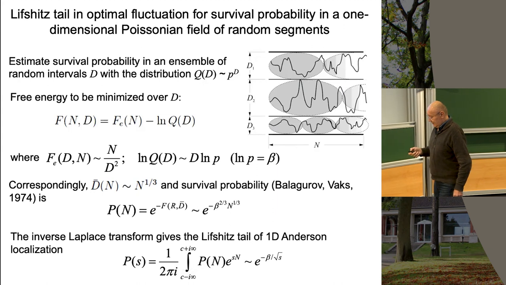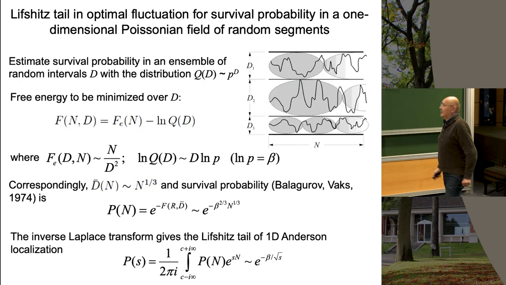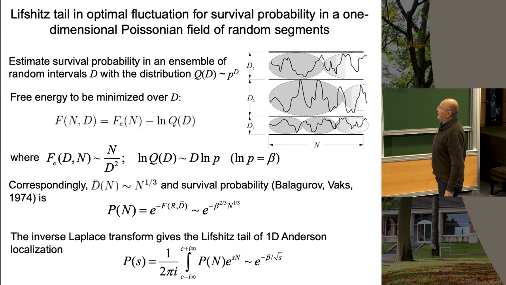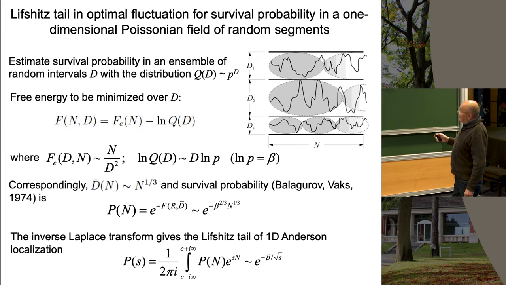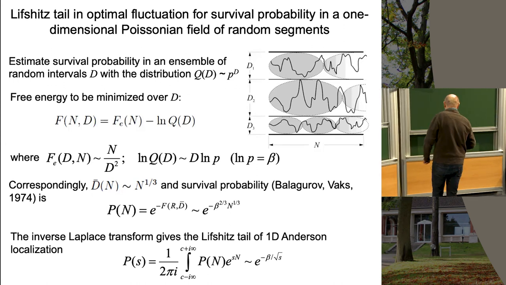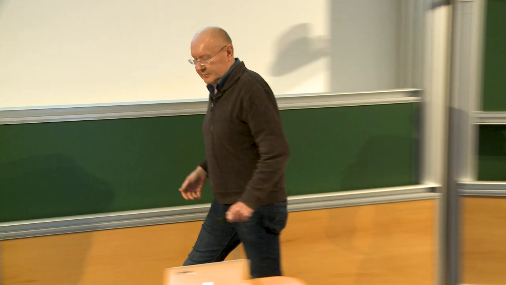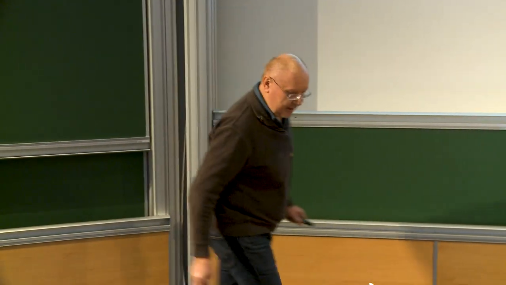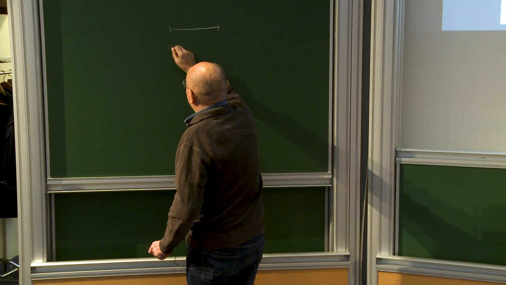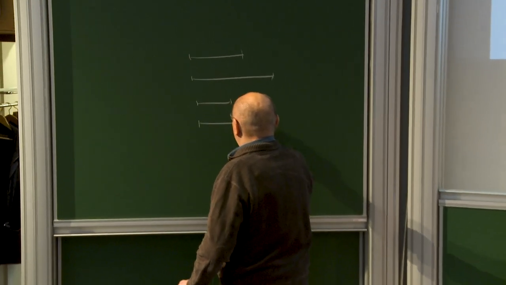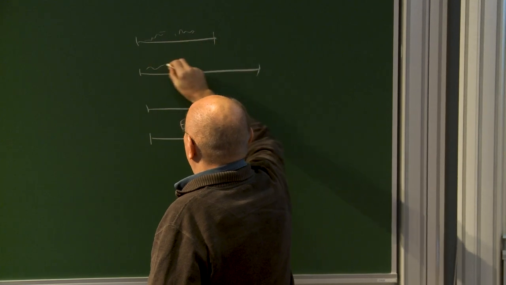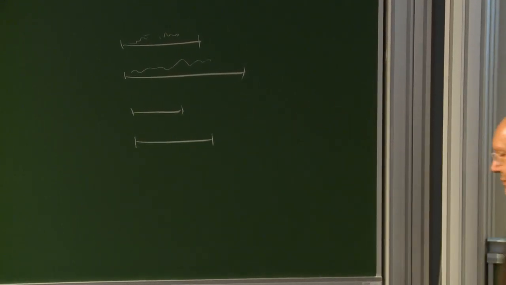Let's consider the classical problem, since Donsker-Varadhan and Balagurov-Vaks, 1974. The problem is the following. You have a one-dimensional array of random traps. So I have just random intervals, they are exponentially distributed. And then on each interval, I run the random walk. And I ask, what is the survival probability of this random walk?